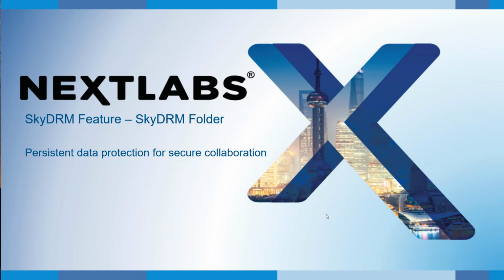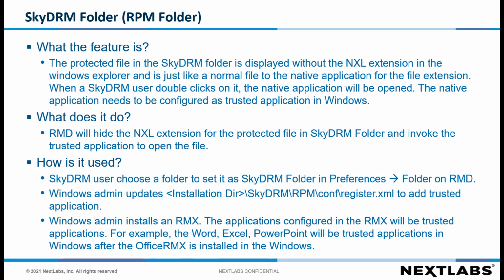Today I will show you the SkyDRM folder feature. SkyDRM folder is also called RPM folder on Windows. The protected file in the SkyDRM folder is displayed without the NXL extension in the Windows Explorer and is just like a normal file to the native application for the file extension. When a SkyDRM user double-clicks on it, the native application will be opened. The native application needs to be configured as Trusted Application in Windows.